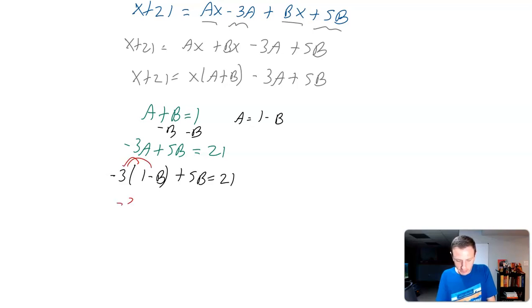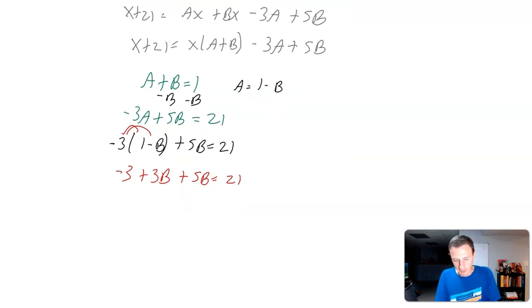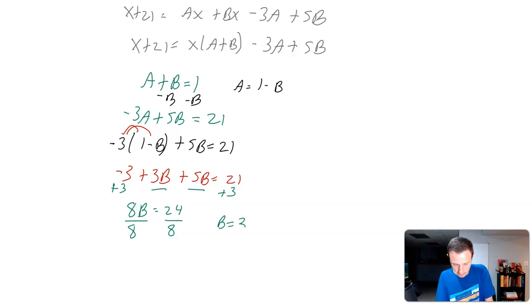Negative 3 times 1 is negative 3. Negative 3 times negative b is 3b, plus 5b equals 21. Continue to solve. 3b plus 5b is 8b. And I'm going to knock out 2 steps here. I'm going to add 3 over because that's a constant, so it's got to go with that 21. 21 plus 3 is 24. Divide by 8. b equals 3.